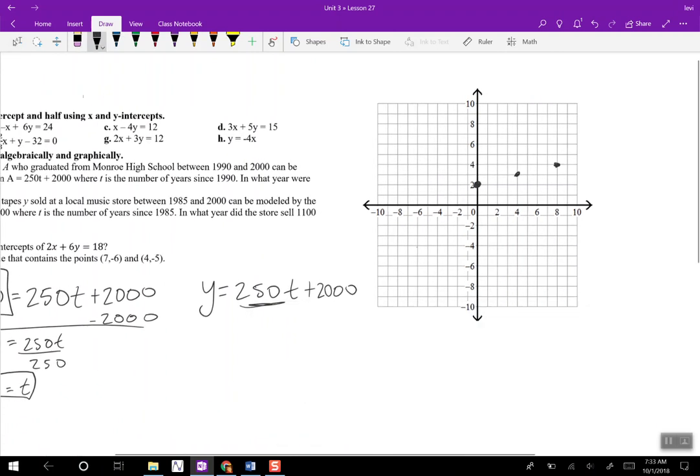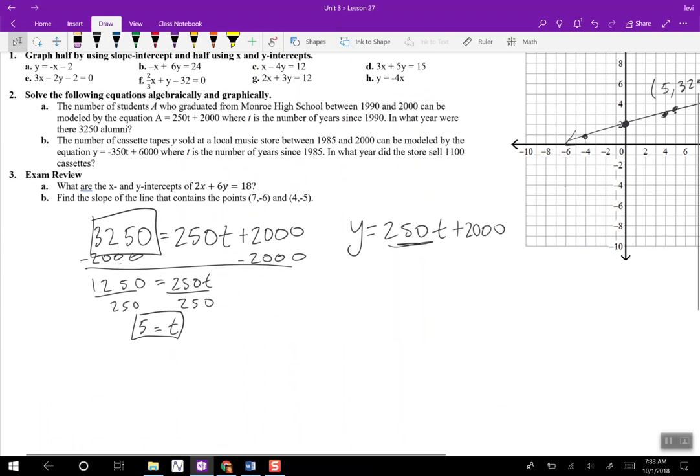So here's how you can see that. Right at 4 years would be 3,000, and then 5 years would be another 250. So there's where you get to that 3,250. It would be right here. That's 5, comma 3,250 at that point.